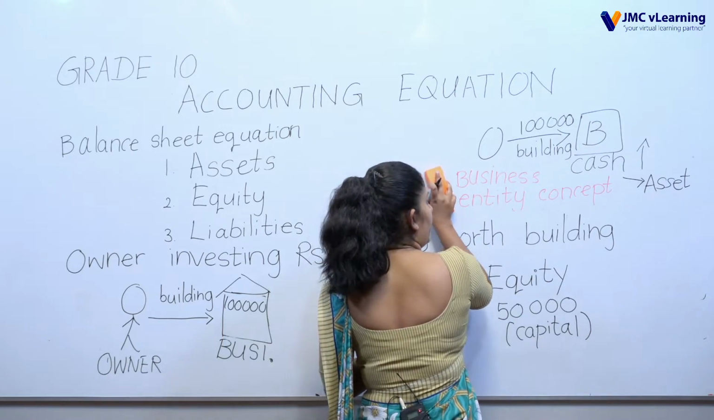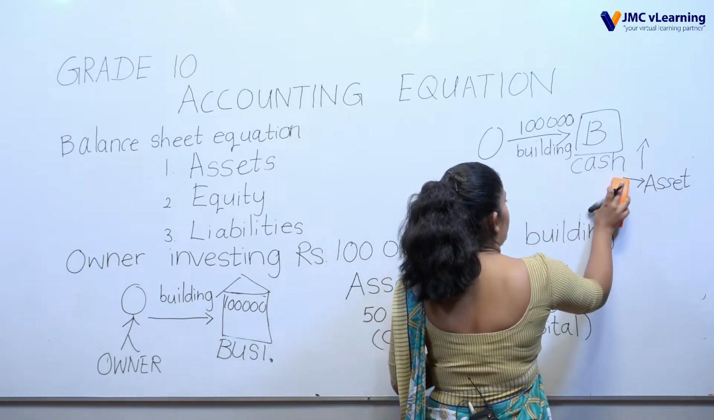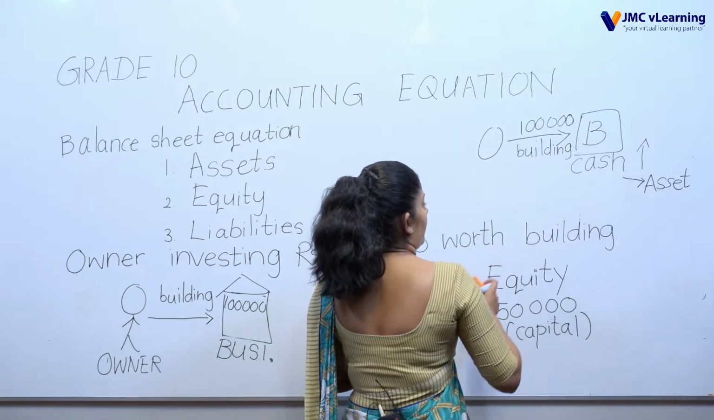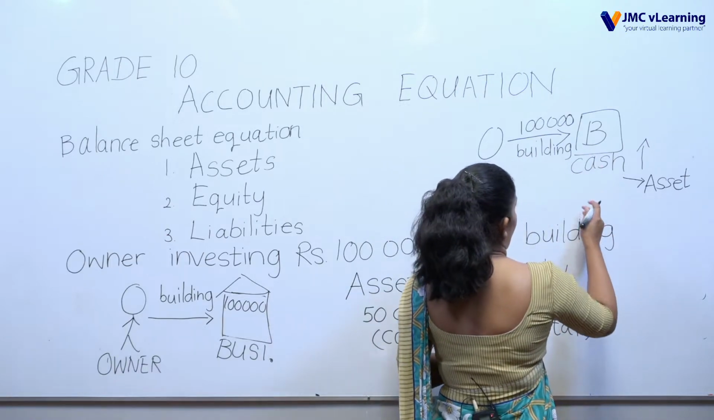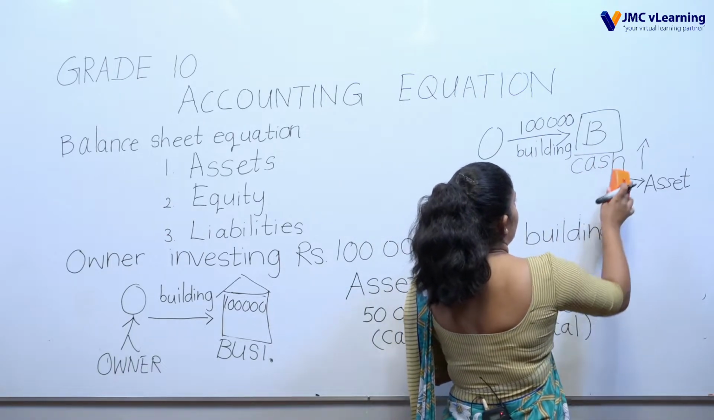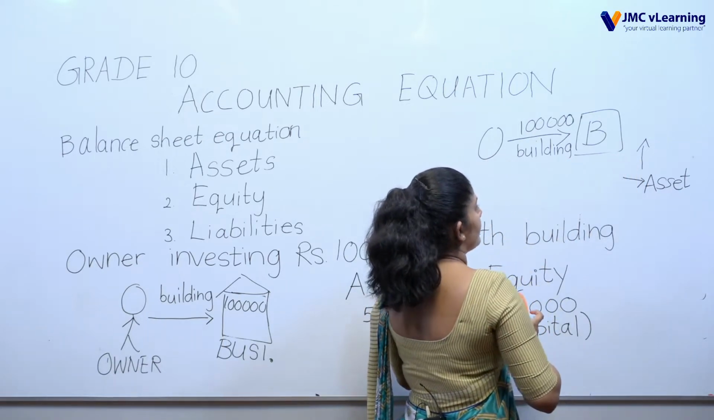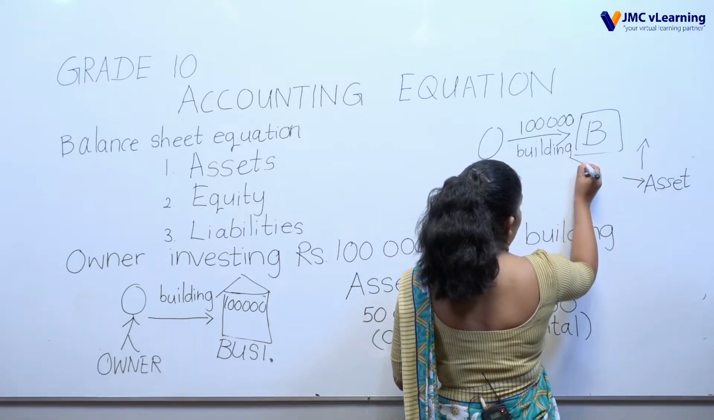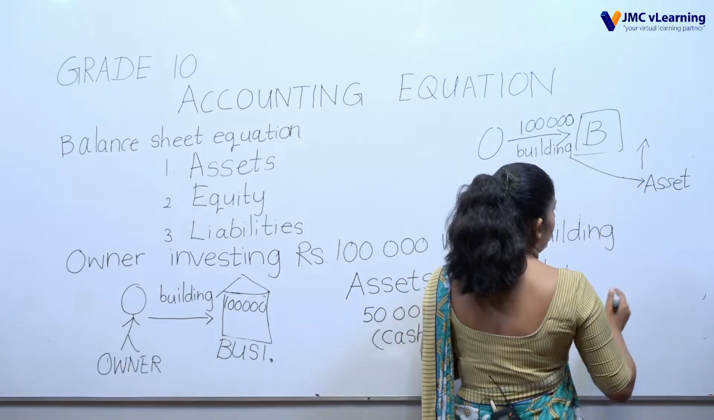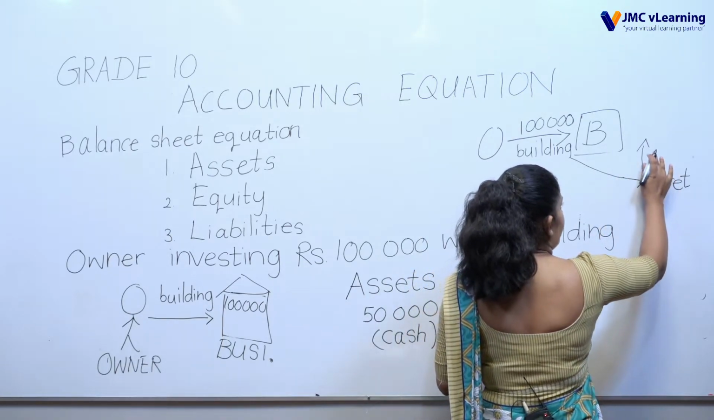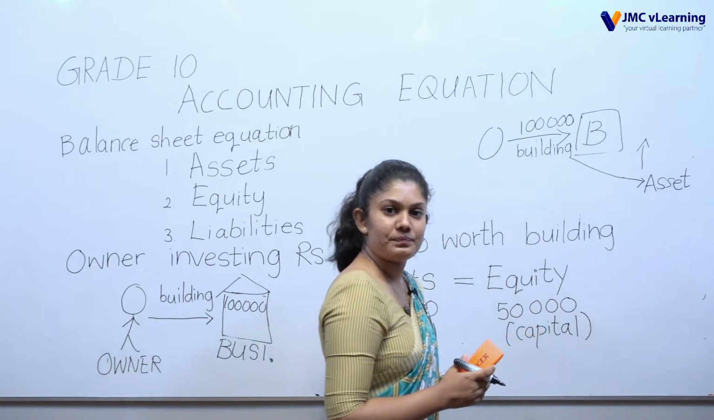Now you know the accounting entity concept. So I am erasing it, and building. Here the asset is not cash, it is a building. As a result, building is also an asset. Therefore, assets are increasing.